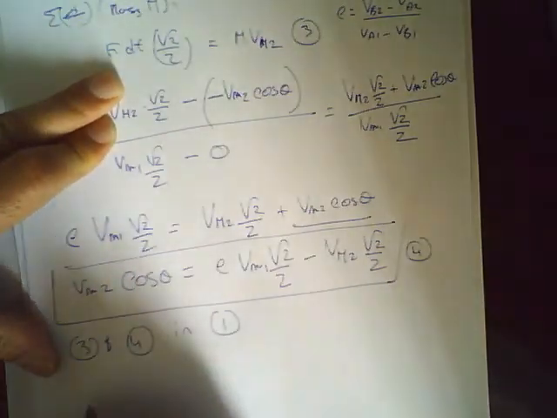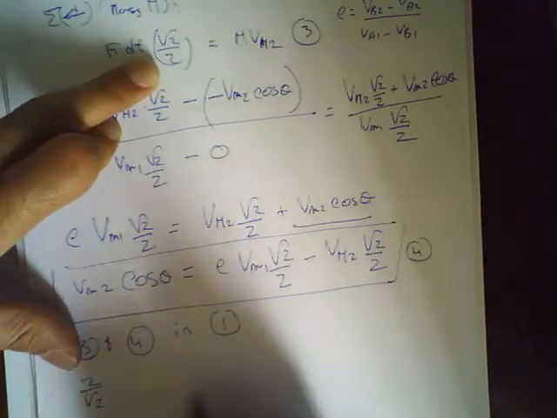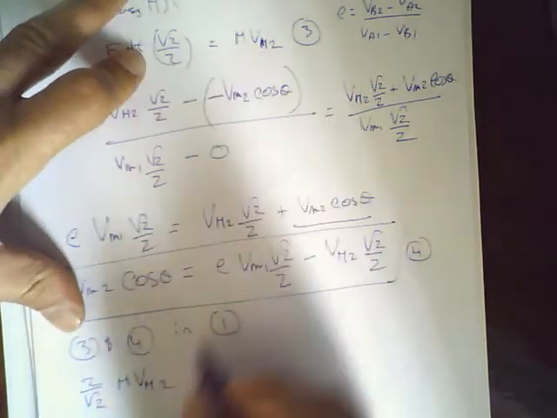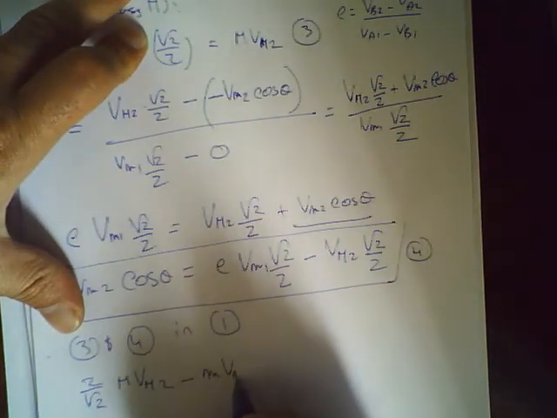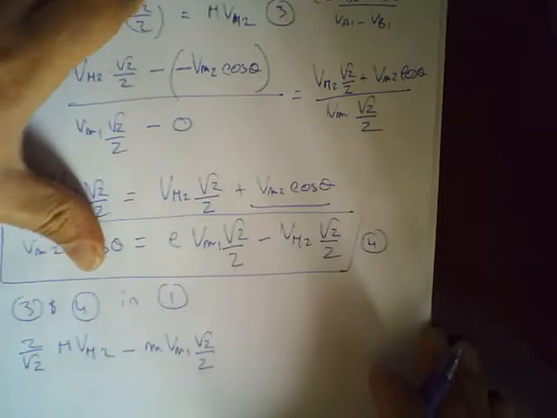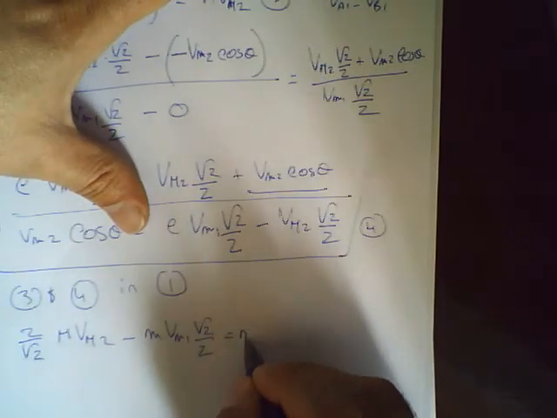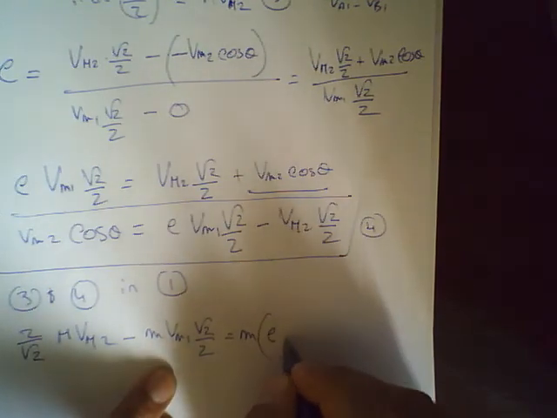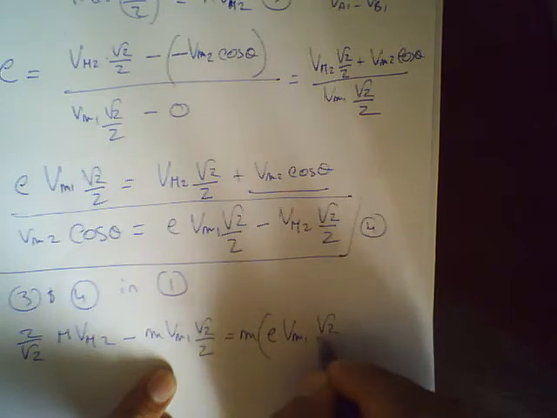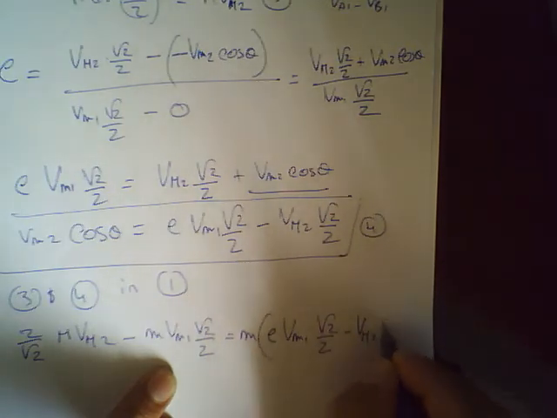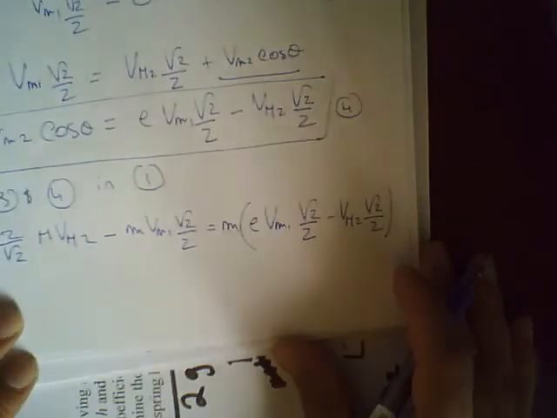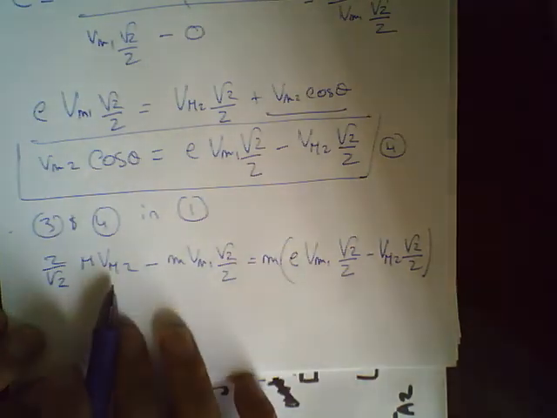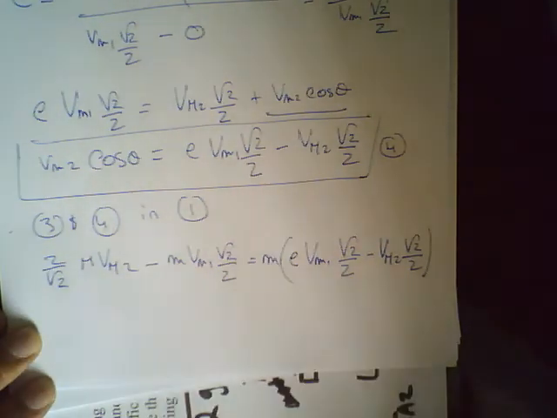What do you get for FDT? FDT, you're going to get 2 over square root of 2 VM2. So FDT is going to be 2 over square root of 2 MV2 minus VM1 square root of 2 over 2, is equal to VM2 cosine theta, which is given to you directly here, is going to be equal to E Vm1 minus. Alright, that is it. So from here we can solve for Vm2 because we only have Vm2 right now.